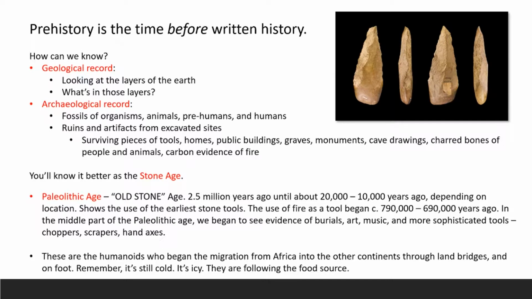That's where archaeologists and anthropologists come in. Paleontologists. We have fossils of organisms, animals, prehumans and humans. We have ruins and artifacts. We have pieces of tools, homes, buildings, graves, monuments, cave drawings, even charred bones of humans and animals, and carbon evidence of fire.